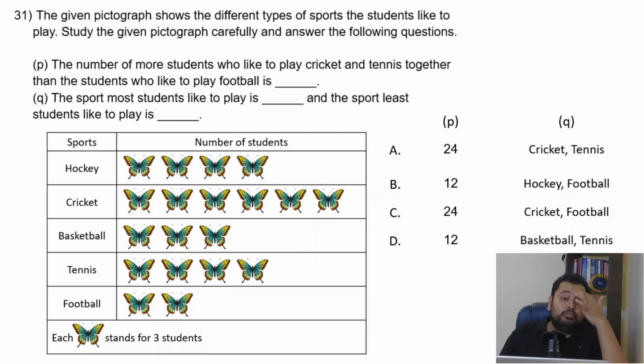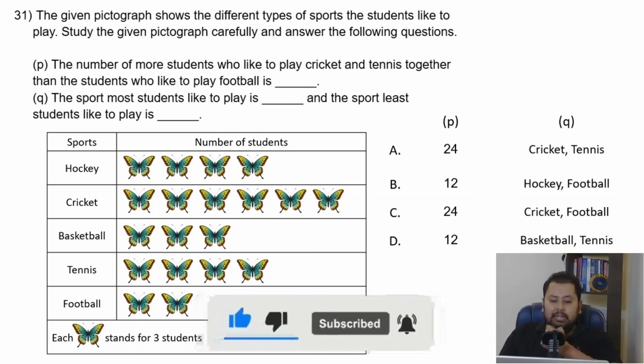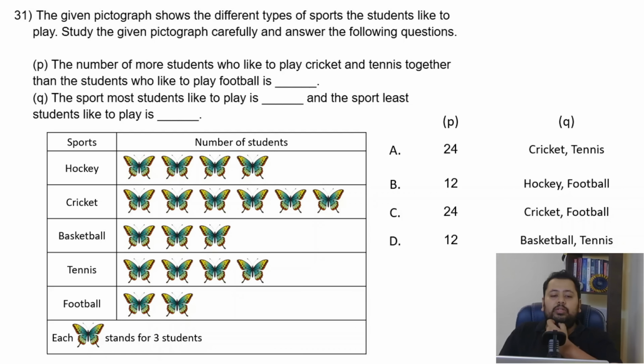The number of more students who like to play cricket and tennis together than the students who like to play football is dash, right? The sport most students like to play is dash, and the sport least students like to play is dash, right? So first, what we have to do is see the table. Now, there are sports, hockey, cricket, basketball, tennis, and football given, right?